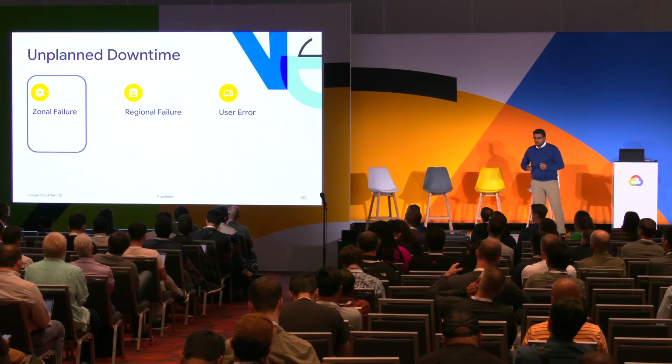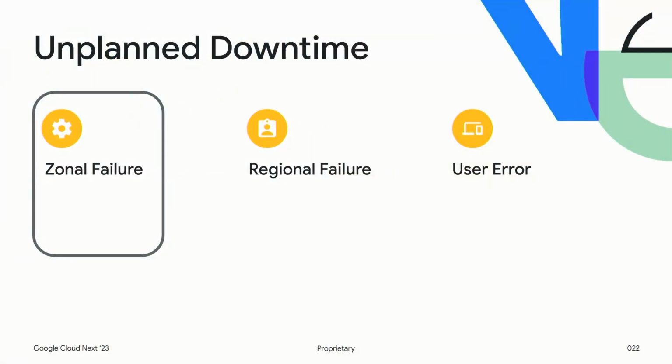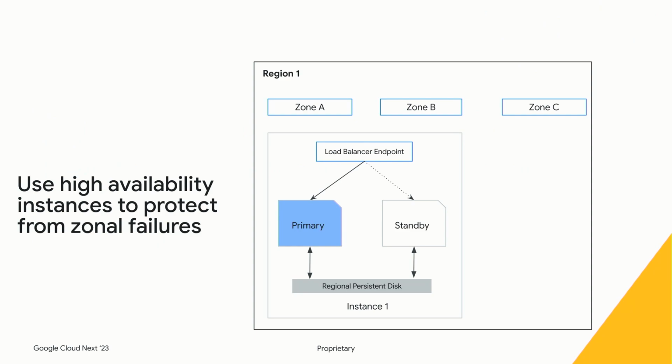So we talked about zonal failure, which is essentially a failure scoped to a zone. Now this could be your database service, the database engine going down, your VM having a failure, an underlying disk having a failure, or the rack or the zone itself just going down. For these, Cloud SQL makes it very easy for you to protect your instance using our high availability feature.